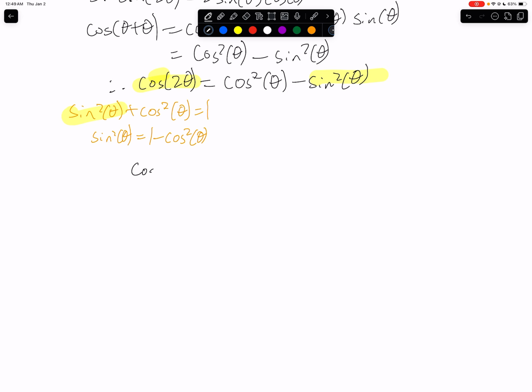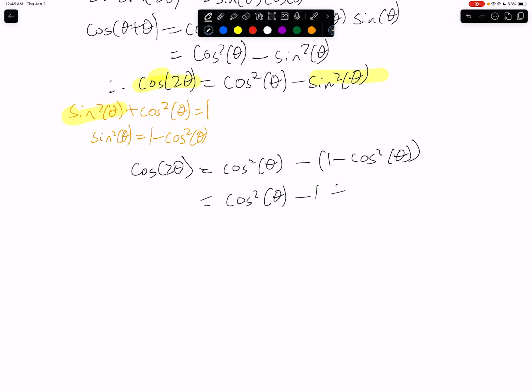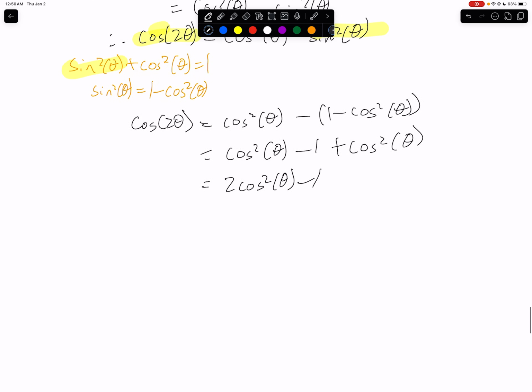So that's why cosine of 2 theta can also equal cosine squared of theta minus (1 minus cosine squared of theta). So then it'll be cosine squared of theta minus 1 plus cosine squared of theta. So then that'll be 2 cosine squared of theta minus 1. So this is another variation right here.